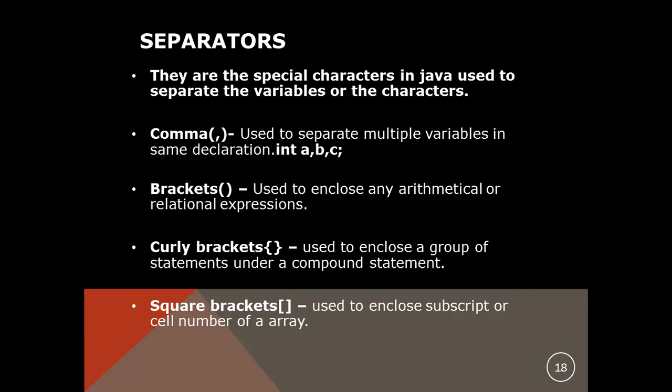And lastly, square brackets. They are used while making an array. I repeat, square brackets are used to enclose subscript or cell numbers of an array. Now, what is an array? That you are going to learn in another chapter in detail.